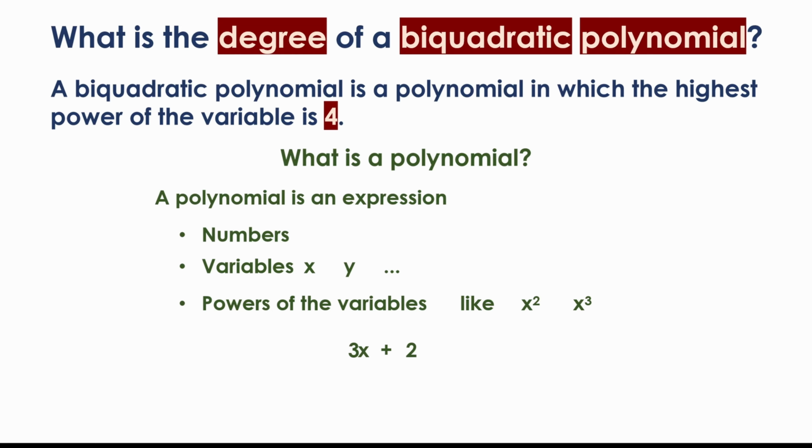Now 3 would be the coefficient of x. And then I can write plus or minus. In our case, I can write here 5x, and the power would be 2. So this, we call it an expression.